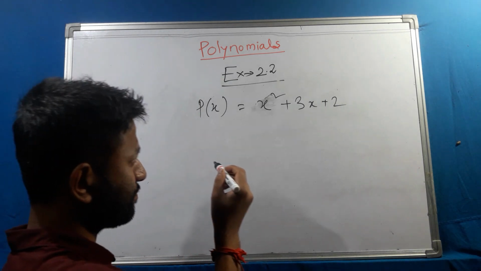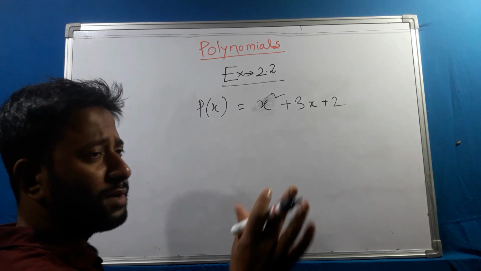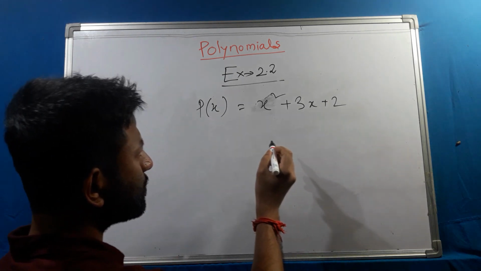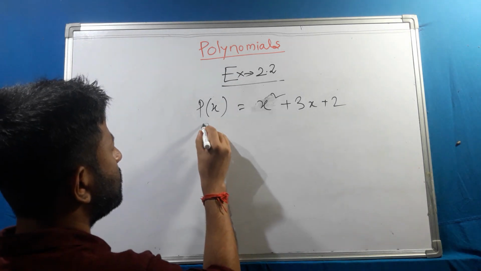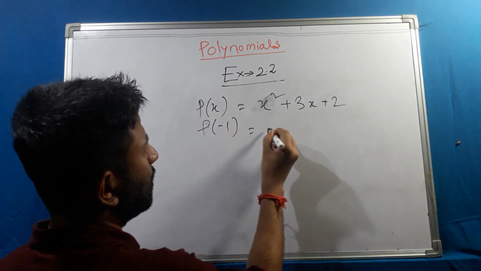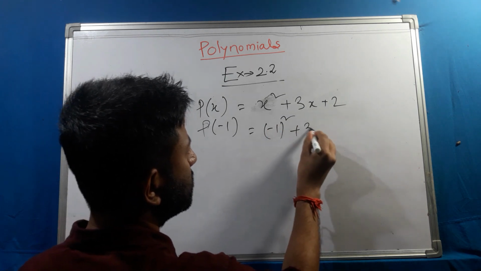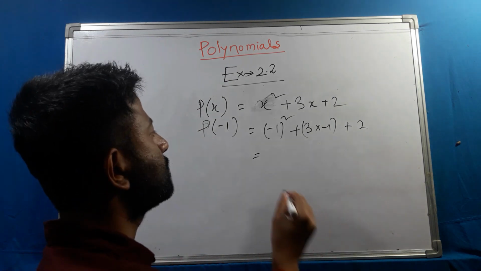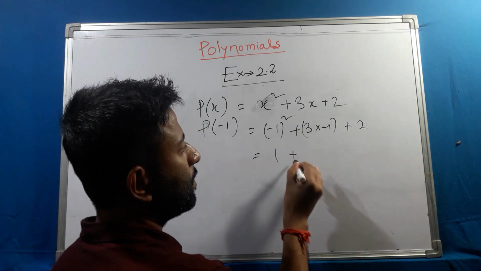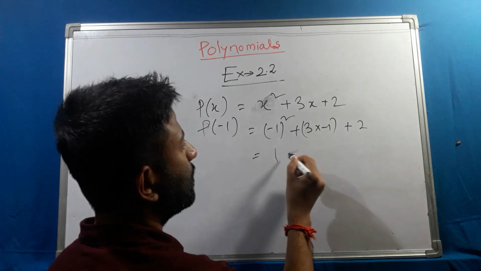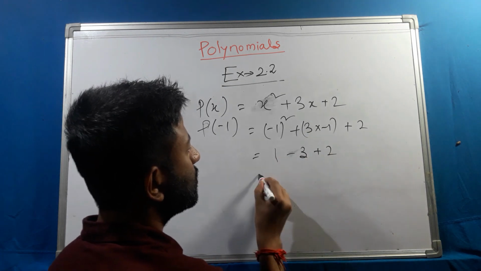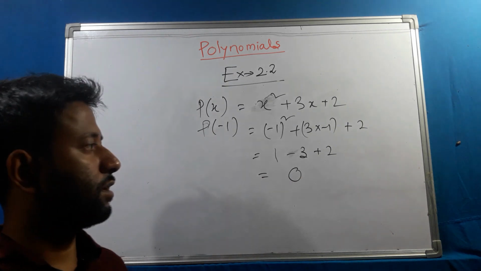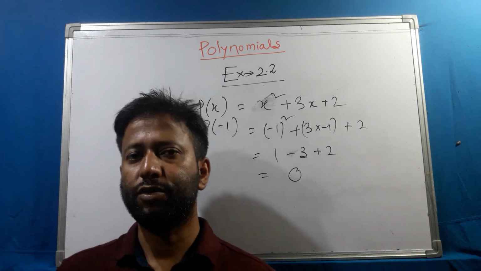Suppose I'm taking this randomly, suppose I'm taking minus 1. So p of minus 1 becomes minus 1 squared plus 3 into minus 1 plus 2. So it becomes 1 minus 3 plus 2, so that becomes 0. So I can say minus 1 is a root of this function. In this way I keep dealing with this chapter.